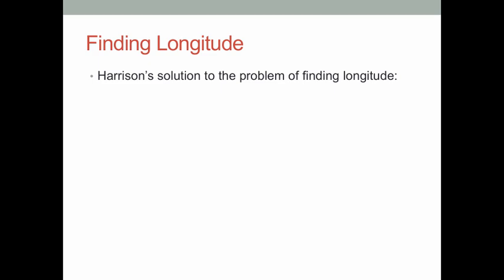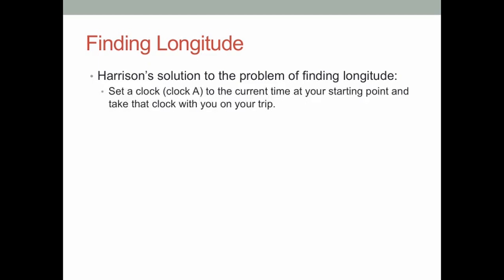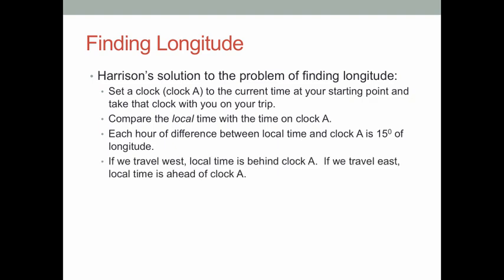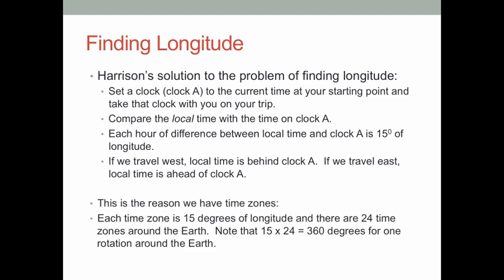Harrison's solution to the problem of finding longitude was, you set a clock A to the current time at your starting point, and you take that clock with you on your trip. You compare the local time with the time on clock A. And each hour of difference between the local time and clock A is 15 degrees of longitude. If we travel west, local time is behind clock A. If we travel to the east, local time is ahead of clock A. This is the reason we have time zones. Each time zone is 15 degrees of longitude, and there are 24 time zones around the Earth. Note that 15 times 24 is 360 degrees for one rotation around the Earth.